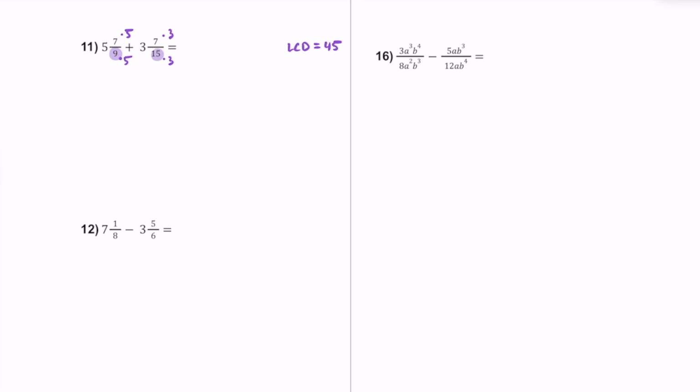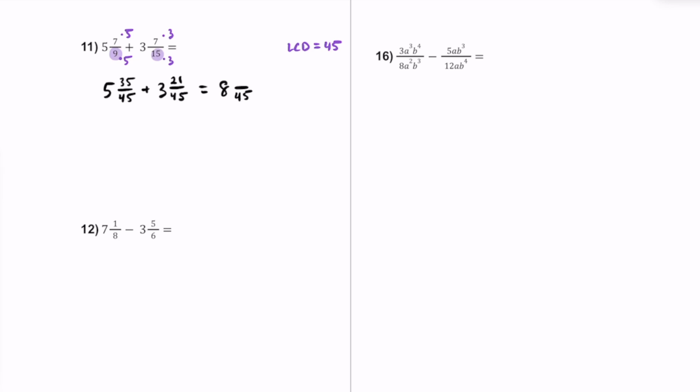So our first mixed number is going to be 5 and 35 over 45. And then our second mixed number here is going to be 3 and 21 over 45. All right, so when you add mixed numbers here, first you can just go ahead and add the whole numbers. So 5 plus 3 is going to be 8. The denominator is definitely going to still be 45.